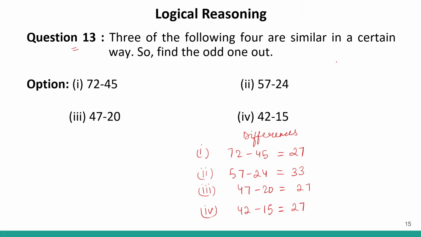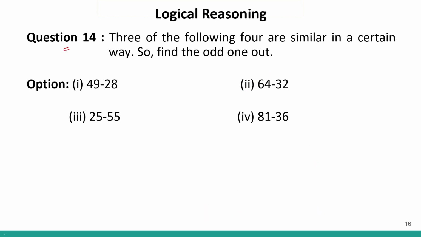Correct? So I can see in option number 1, 3 and 4, the difference is 27. Whereas in option number 2, the difference is 33. Therefore, option number 2 is the odd one out because it has a different difference between the two digits. Okay. So, option number 2 is the odd one out. Therefore, option number 2 is the correct answer to this question.